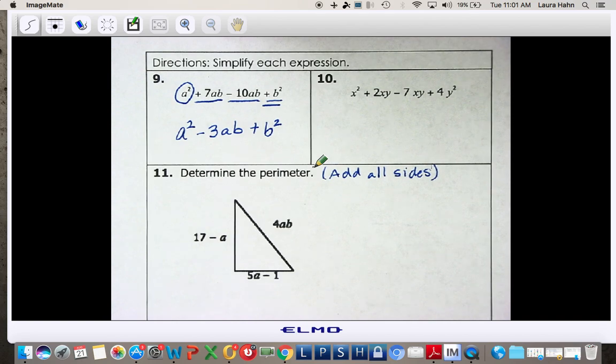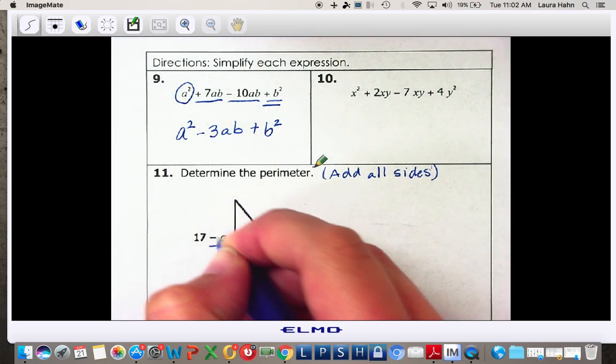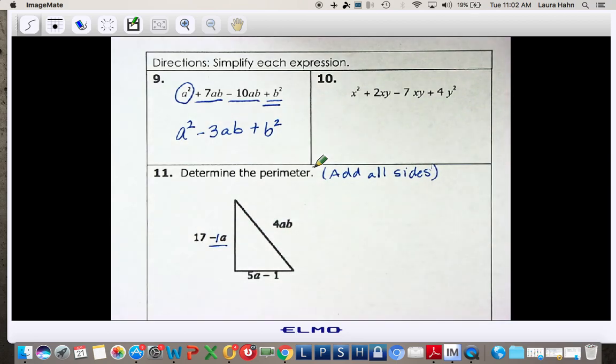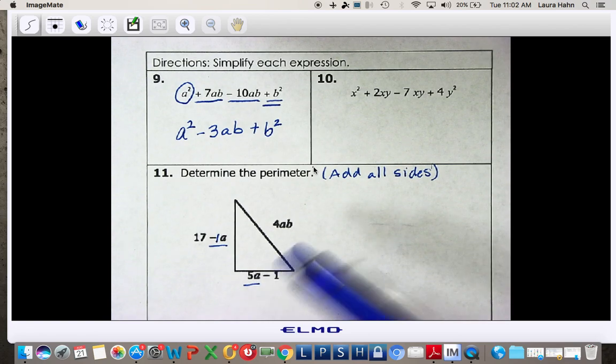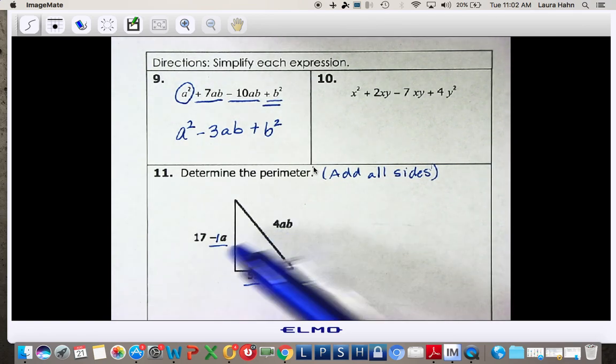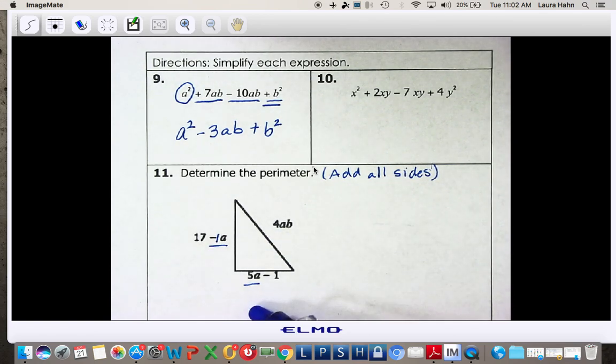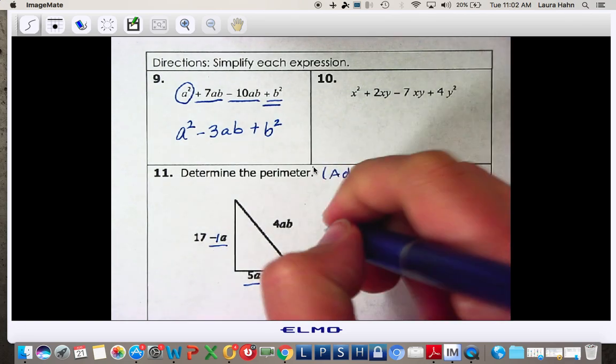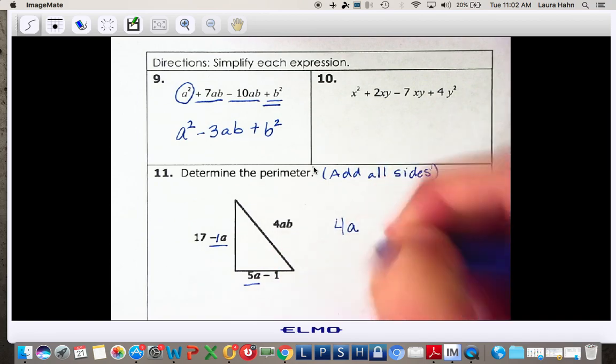So alphabetical order, I'm going to start with A's. Right here I see a negative 1A. On this side I see 5A. And then on this third side I don't see any A's. So I'm just going to worry about these two right here. So let's add them up. Negative 1 plus 5 is a positive 4. So I have a positive 4A.